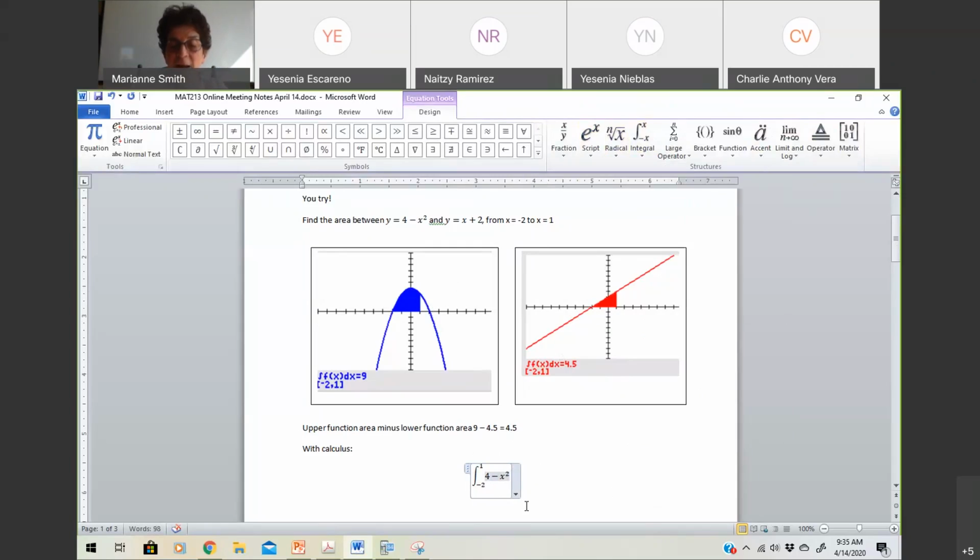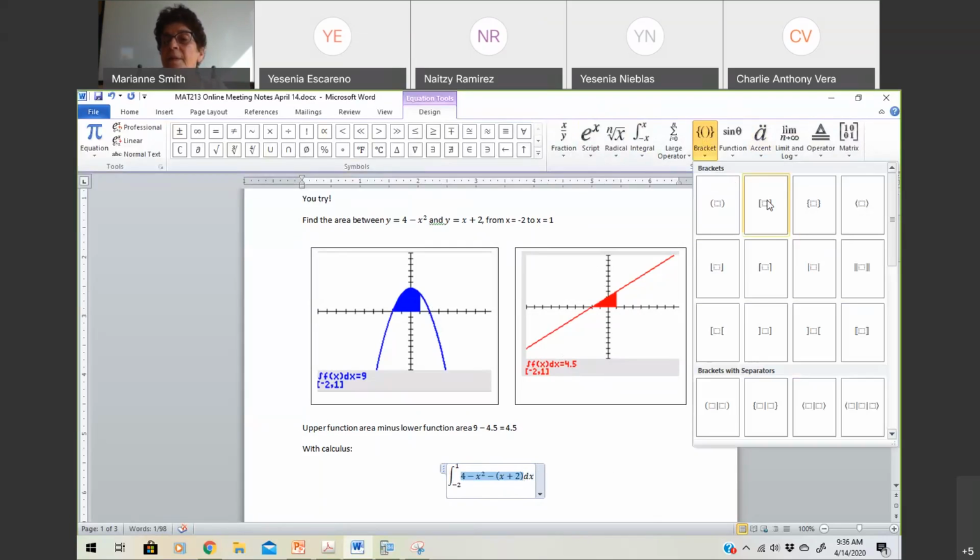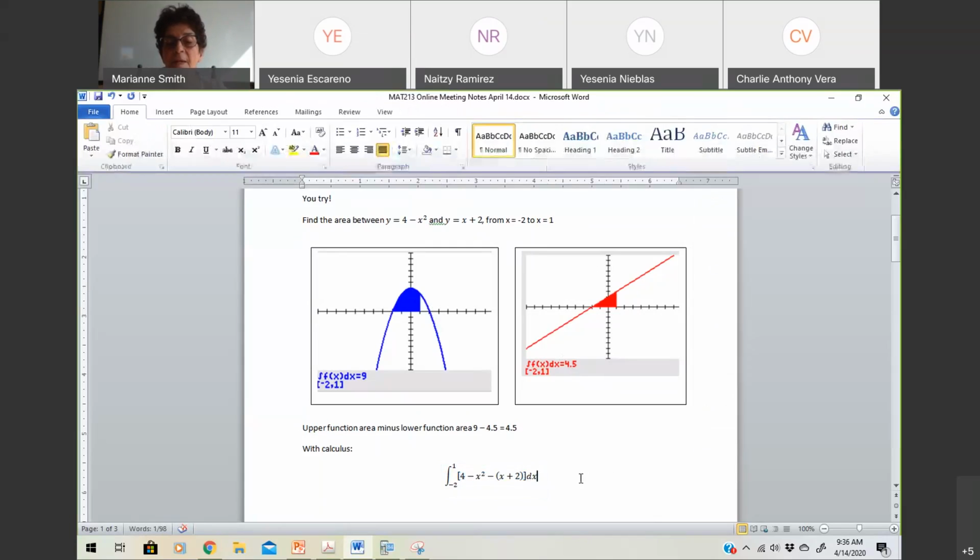And then you'd have to subtract the linear function, which is x plus 2. And again, that whole thing is going to be the dx after it. So this whole thing should be maybe in brackets. And then you're going to need to do a little bit of algebra on it. So let me see if I can at least copy the integral sign. It's not. Insert another function.